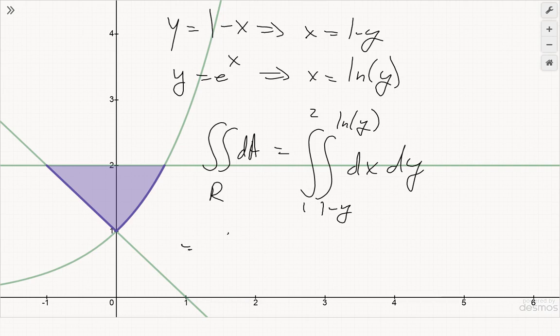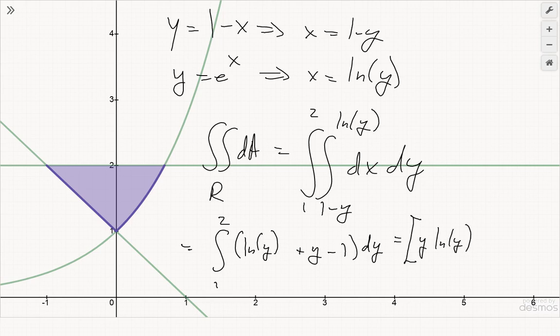So this is the integral from 1 to 2 of ln y plus y minus 1 dy, and the integral of that will be y ln y minus y. So this is the integral of ln of y, plus y squared over 2 minus y, and then this all evaluated at 2 and at 1.